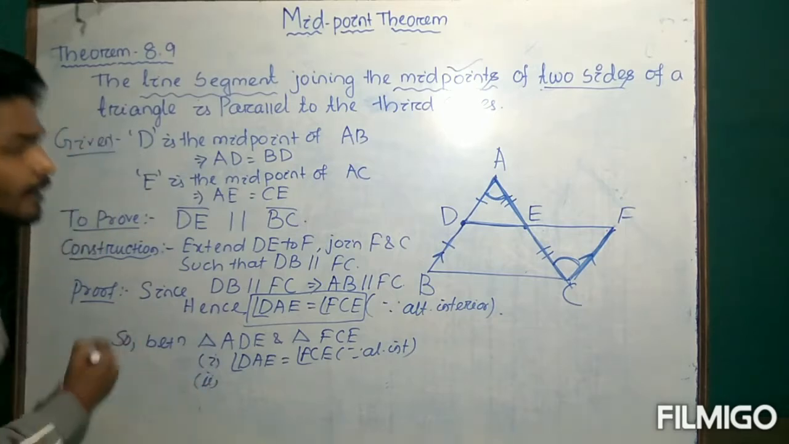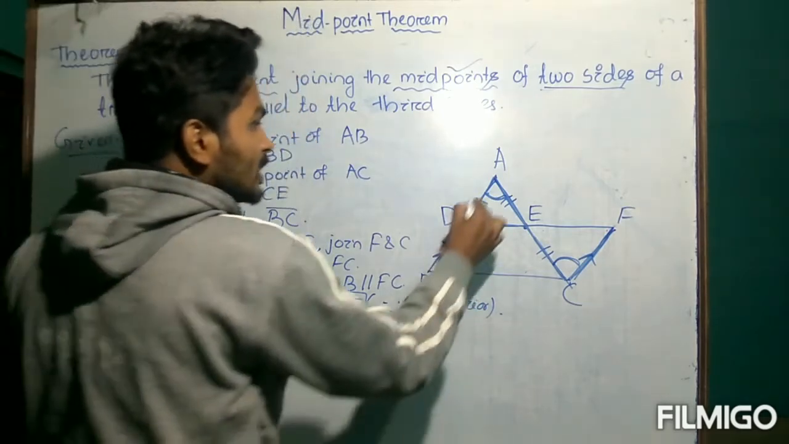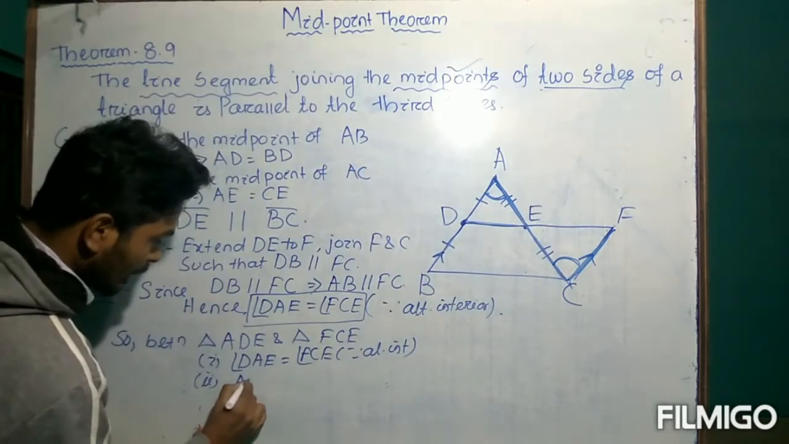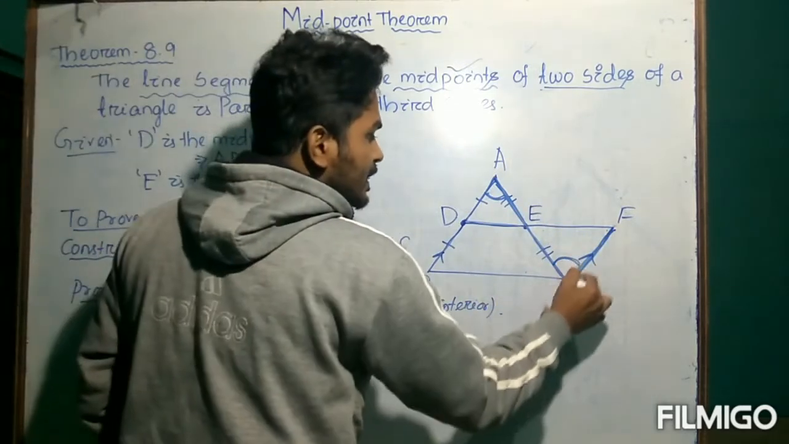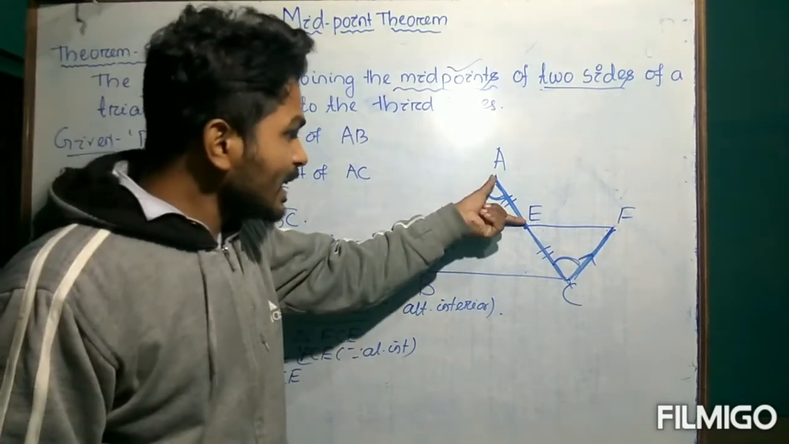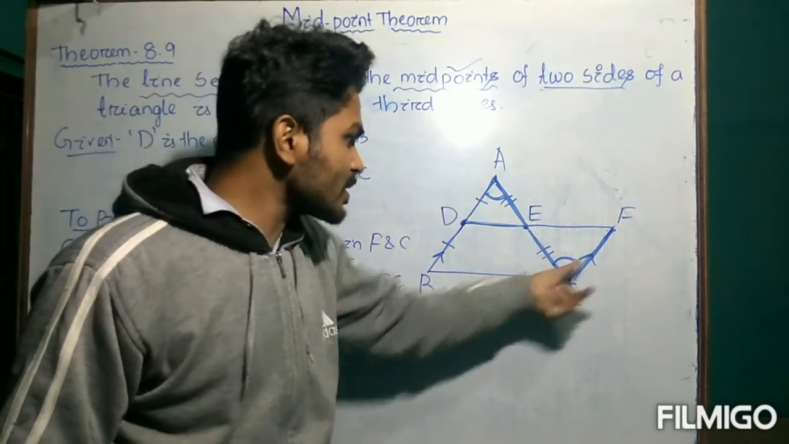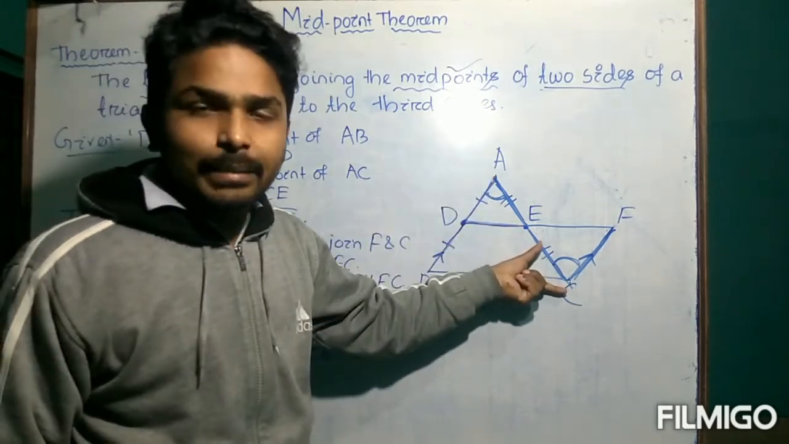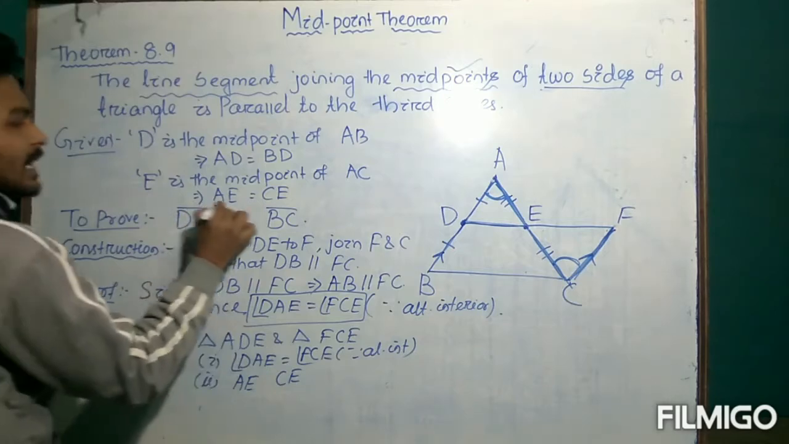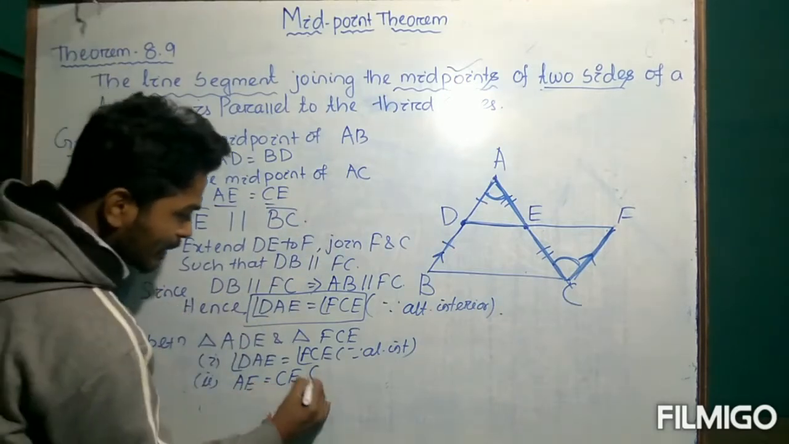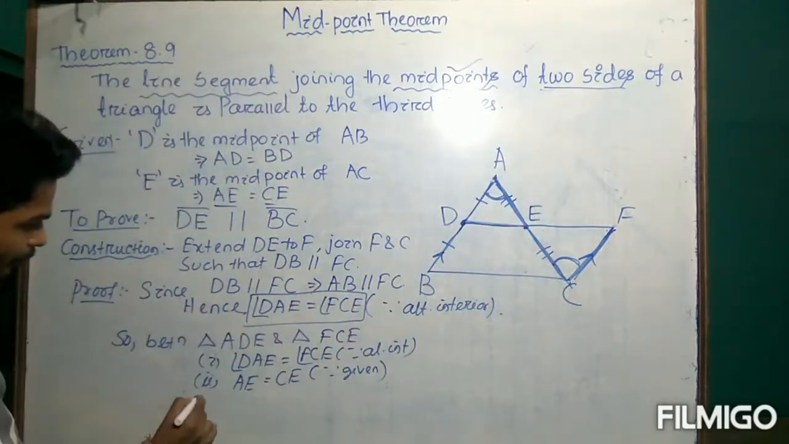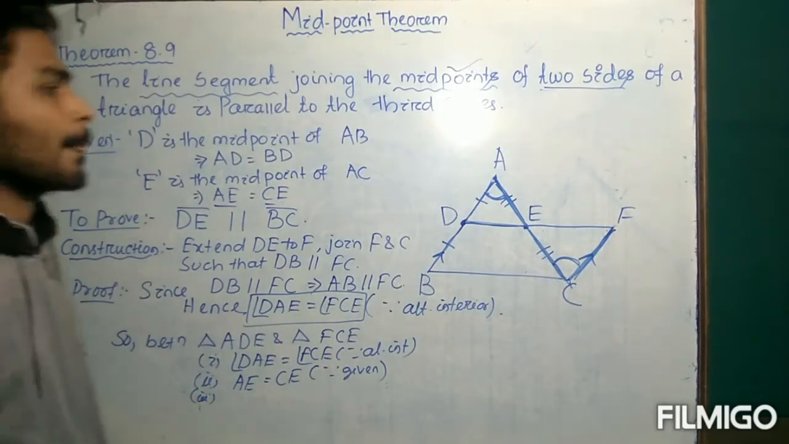Second thing is for the triangle DAE, AE is a side, and for the triangle FCE, CE is a side. Yes or no? Yes. So AE is a side of this triangle, CE is a side of this triangle. But you know AE is equal to CE because E is the midpoint of AC. So this distance is equal to this distance. AE is equal to CE. So you can write AE is equal to CE because it is given, or you can write E is the midpoint of AC.